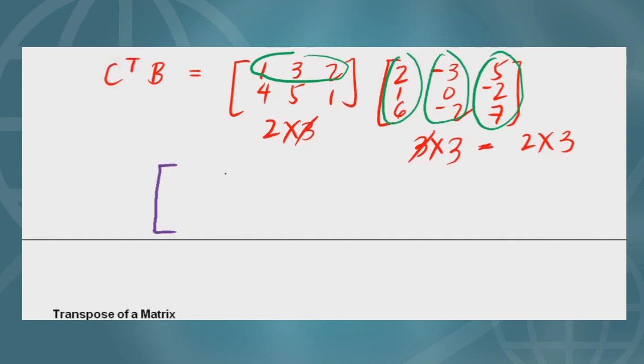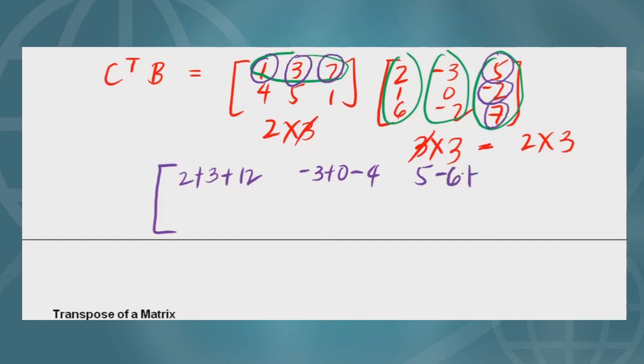Make an open bracket. Then 1 times 2 is 2. 3 times 1 is positive 3. And then 2 times 6 is positive 12. Okay? Then, first row, second column. 1 times negative 3 is negative 3. 3 times 0 is 0. Then 2 times negative 2 is negative 4. Then, first row to the third column. So, 1 times 5 is 5. 3 times negative 2 is negative 6. 2 times 7 is 14.